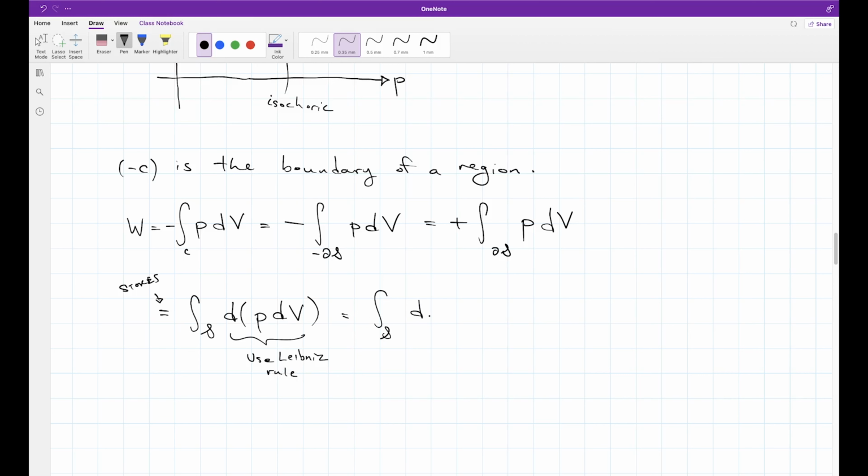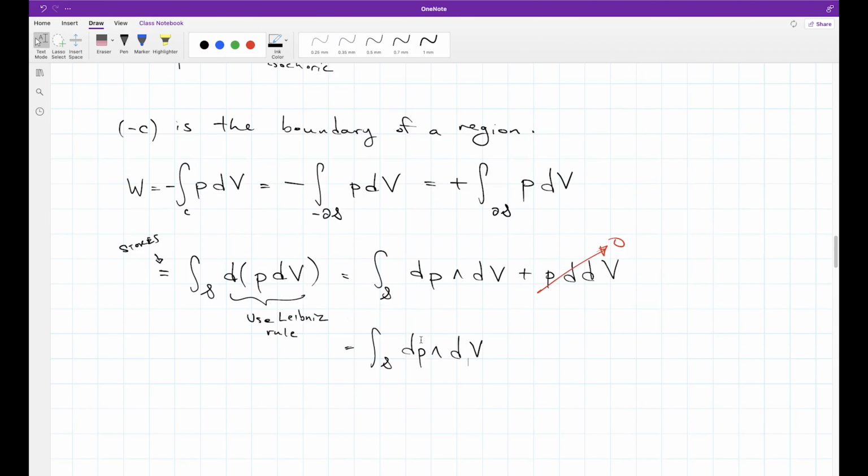Okay, so we get dP wedge dV, we saw that before, plus P wedge, or maybe just times, d dV. But we know that d squared is equal to 0. So this term is 0. So this is just equal to the integral over S of dP wedge dV. But that's good news because we know that if we have a function here, let's just insert the function 1 here, so constant function 1.